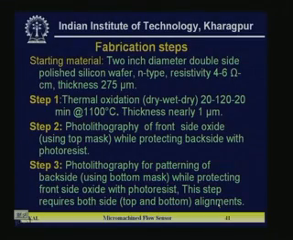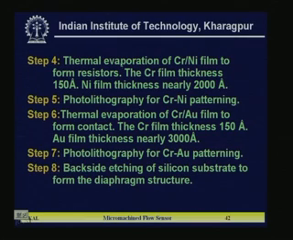Now, here the fabrication steps are almost similar to the other one. First you have to grow the thermal oxide, then photolithography of the front side oxide, then photolithography and patterning of the back side oxide. The only difference is that there it was a single resistance, but here you are using 4 resistances along with the heater. Step 4 is thermal evaporation of chromium nickel film, then pattern it, then you deposit chromium gold film, then pattern it, and the last step is the backside etching of the silicon substrate to get the diaphragm structure. So, that is the total fabrication step.